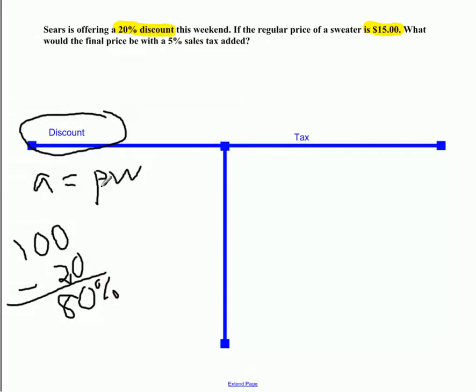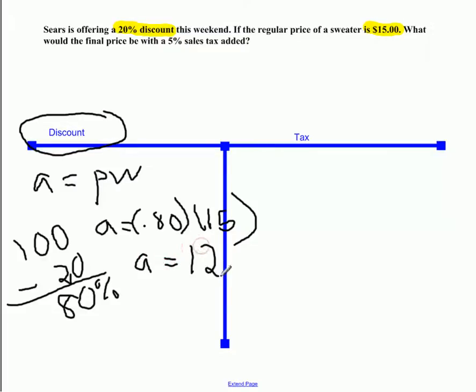I'm going to use that now in my formula. So my part will still be unknown. I don't know what that's going to be. My percent is going to be 0.80. And then my whole is going to be the $15 that I started with. When I do this in my calculator, 80 hundredths times 15, my answer to this part of it will be $12, which means that this sweater on sale is $12, and that makes sense because $12 is cheaper than $15.